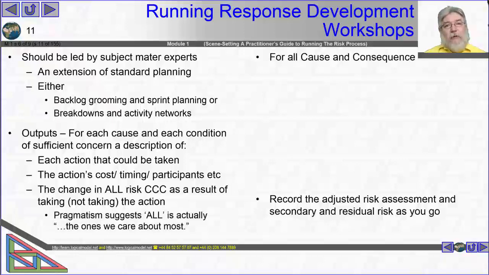Pragmatism suggests that every time I say "all" here, I really mean the ones that the people with the most authority care about the most. Actually, I don't probably mean that. I mean the people with the most willingness to take action, which is not necessarily the people with the most authority. Because if I think I'm being threatened by something in your project, I will take action on my own behalf. If I think I'm being offered something attractive as a result of your project, then I might or might not take action.